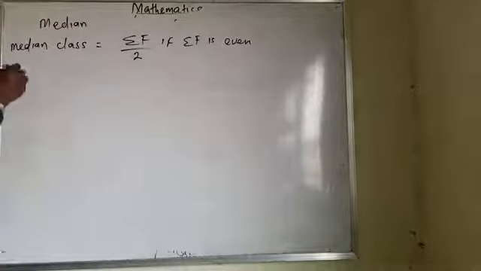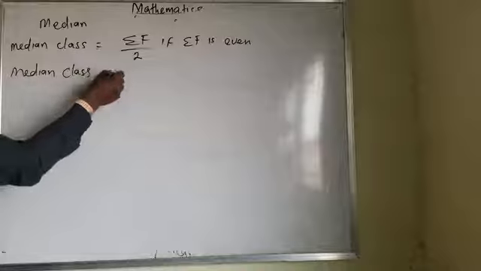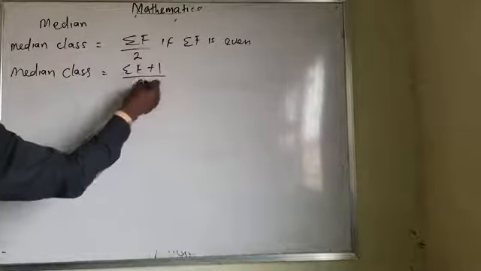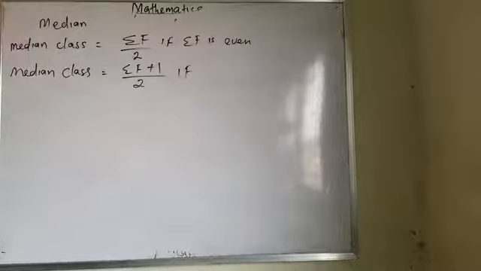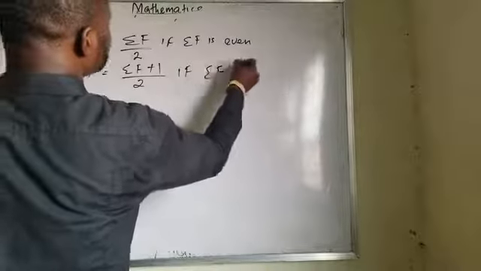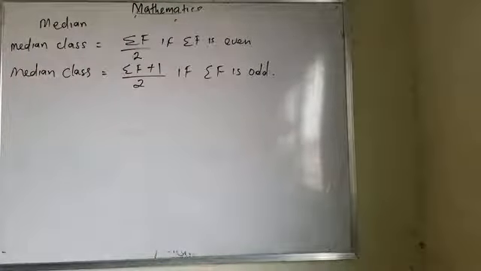And median class will be equal to summation of F plus 1 divided by 2 if summation of F is odd. Please take note of those things. They are very, very important.